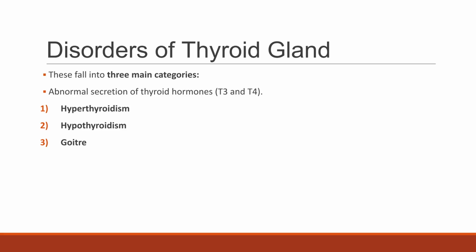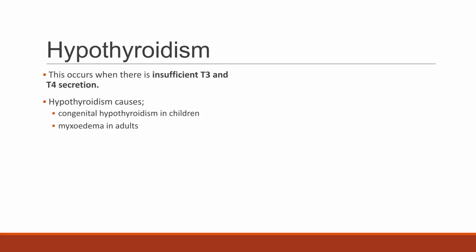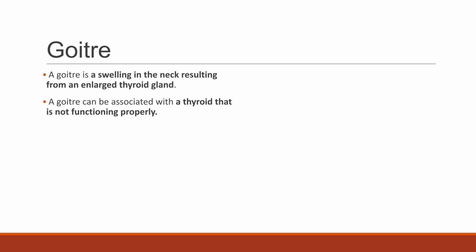Disorders of the thyroid gland include abnormal secretion of thyroid hormones, leading to hyperthyroidism or hypothyroidism, and goitre, which is an enlarged thyroid gland. Hyperthyroidism, or thyrotoxicosis, is caused by excessive T3 and T4 levels. Common causes include Graves' disease, overactive thyroid nodules, thyroiditis, excessive iodine or thyroid hormone medicine, and benign pituitary tumors. Hypothyroidism results from insufficient T3 and T4 secretion. This condition causes congenital hypothyroidism in children and myxedema in adults. A goitre is a swelling in the neck due to an enlarged thyroid gland. It is often associated with a thyroid that is not functioning properly.